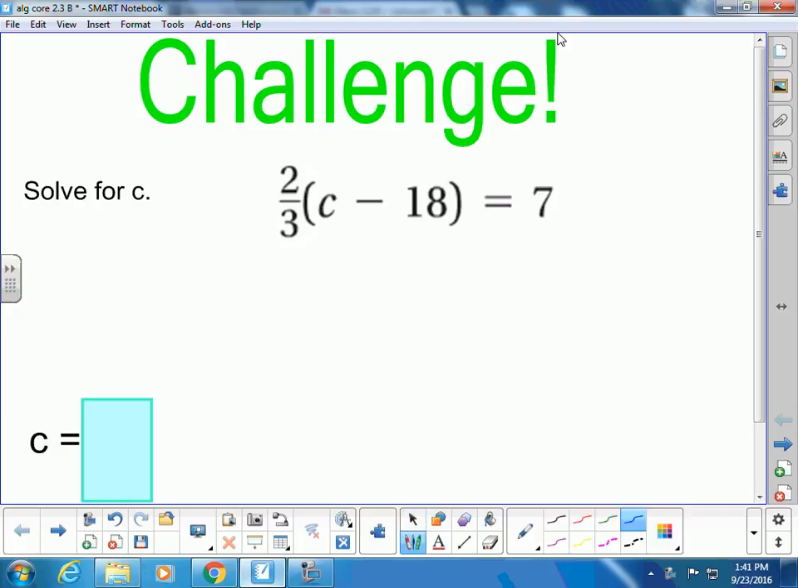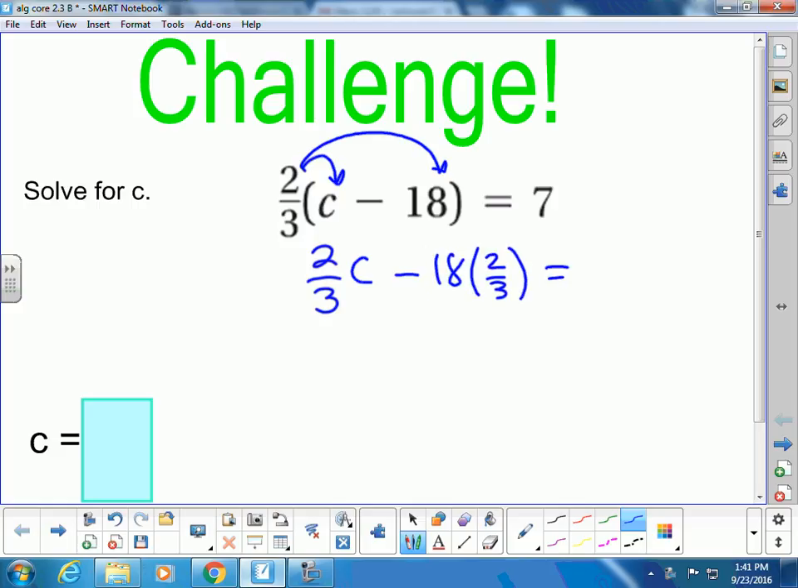Okay, how I would do it is I would start by distributing the 2/3. So 2/3 times C, which is 2/3 C. Then I have to take the 2/3 times the -18. So the -18 times 2/3. And then we still have equals 7. 2/3 C. -18 times 2/3, you can type that into the calculator and it'll work.